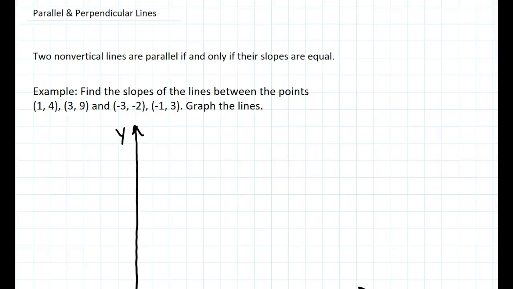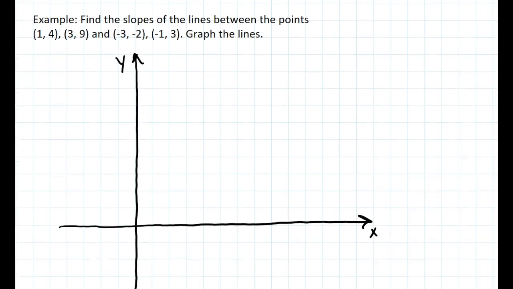All right, let's look at parallel and perpendicular lines. Turns out that two non-vertical lines are parallel if and only if their slopes are equal. Okay, so here's an example of what we're talking about. Find the slopes of the lines between the points.